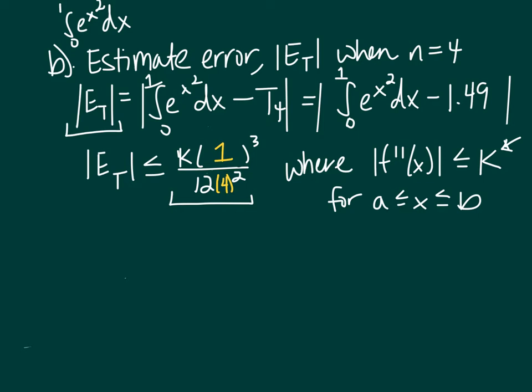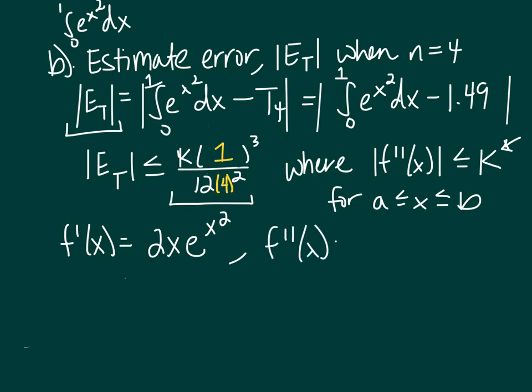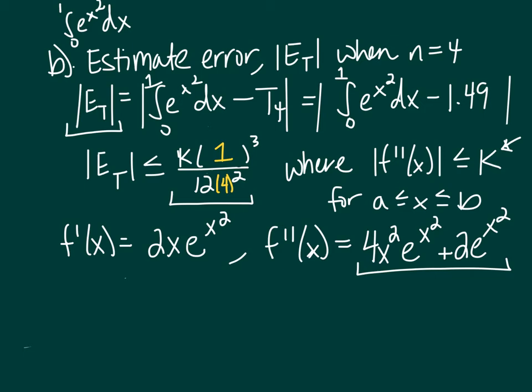So let's find the second derivative. So here's the first derivative and the second derivative. You're going to do the product rule. And now we're going to look at this on our interval, and I want a reasonable upper bound on my interval for this.